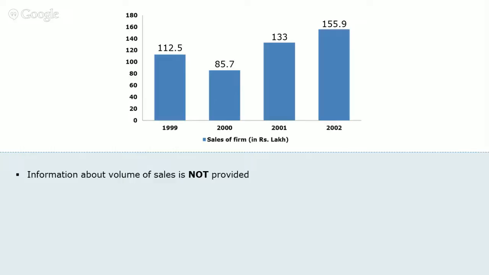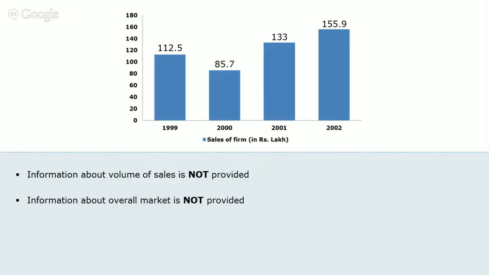Now, we should note that the information about the volume of the sales is not provided in this case. What we know is the numerical value of the sales. We know that this was the amount of sales which the company generated, but we do not know how many units of the products were sold by the company. We do not have information about the units. So this is a clear piece of information which should come to our mind when we see a bar graph like this.